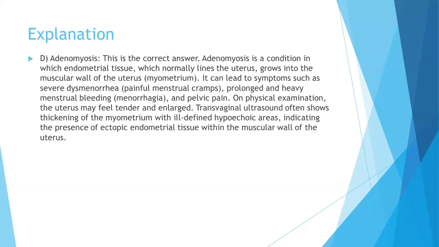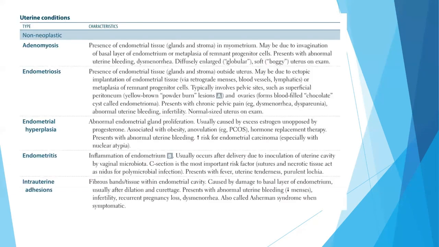So there is diffuse enlargement of the uterus in case of adenomyosis, but in case of leiomyoma, there is a focal enlargement of the uterus. Adenomyosis, where there is presence of endometrial tissue in the myometrium, may be due to the invagination of the basal layer of endometrium, presents with abnormal uterine bleeding and dysmenorrhea, and there is a diffusely enlarged boggy uterus on examination.